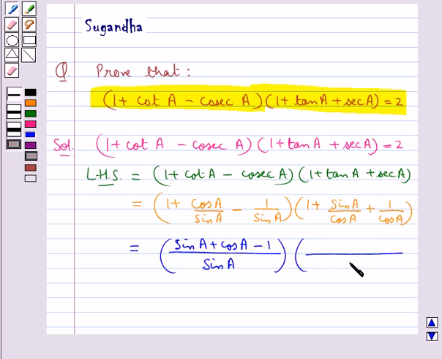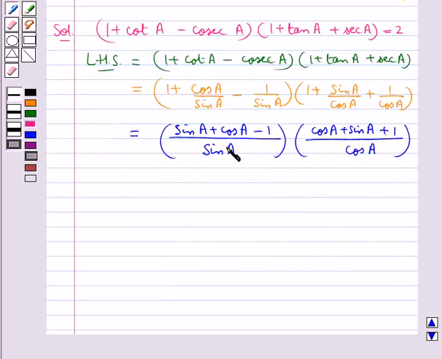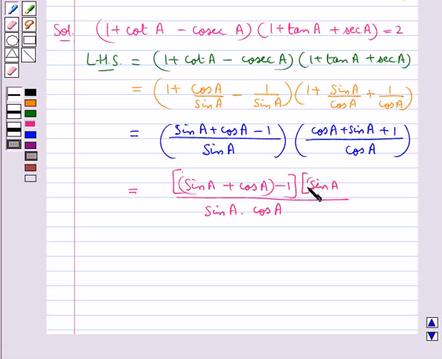by taking LCM we get cos A in the denominator, and in the numerator we get (cos A + sin A + 1). So on multiplying both these brackets, we get sin A into cos A in the denominator, and in the numerator we have (sin A + cos A − 1) into (sin A + cos A + 1).